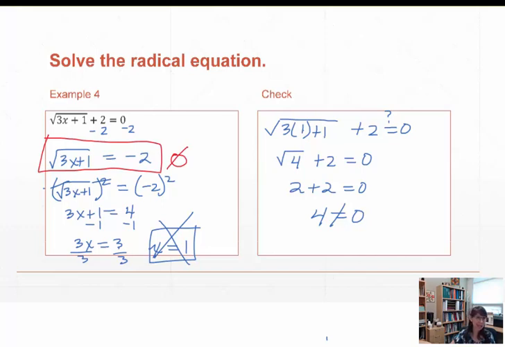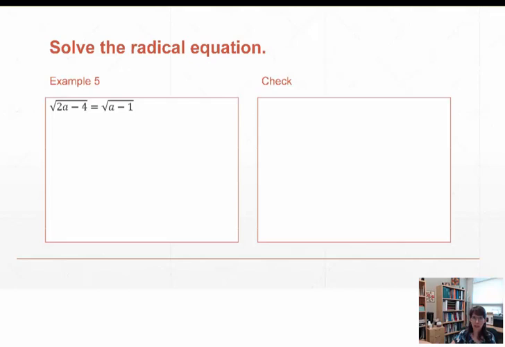But if you forget that you can't have a radical equal to something negative and you work it all out like we did here, hopefully you'll be able to find that in the end, when you check the answer, that's where you're going to catch that there's no solution. So either you're going to catch it right away, or in the end, you'll find it out when you check your solution. In our final example today, you'll notice that there's a square root on both sides of the equation.